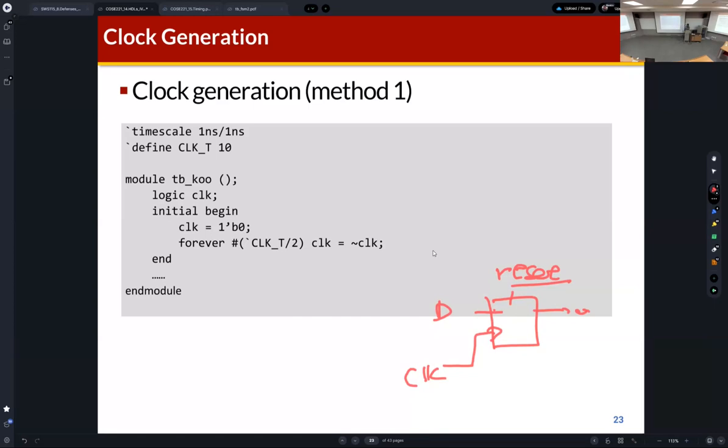Okay, and then let's see how to do it. This is the testbench code, and this is our design. The testbench needs to generate the clock signal like this, and then this clock signal needs to be given to our design module. Then how can we generate the clock signal? So this is the example, this is method one.